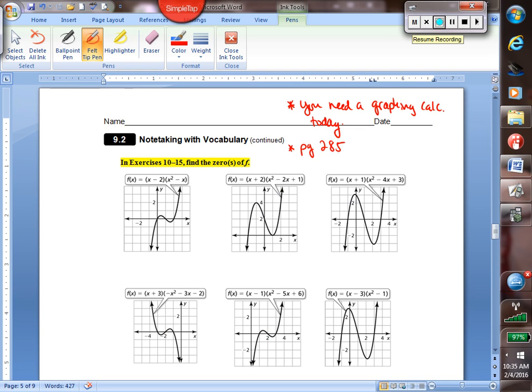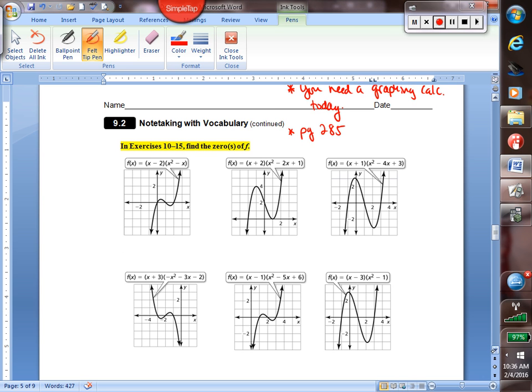Picking up where we left off last class, we were solving quadratic equations by graphing. So we graphed our parabolas, we found our x-intercepts. Our x-intercepts were our solutions. Now today what we're looking at is a new idea for us.